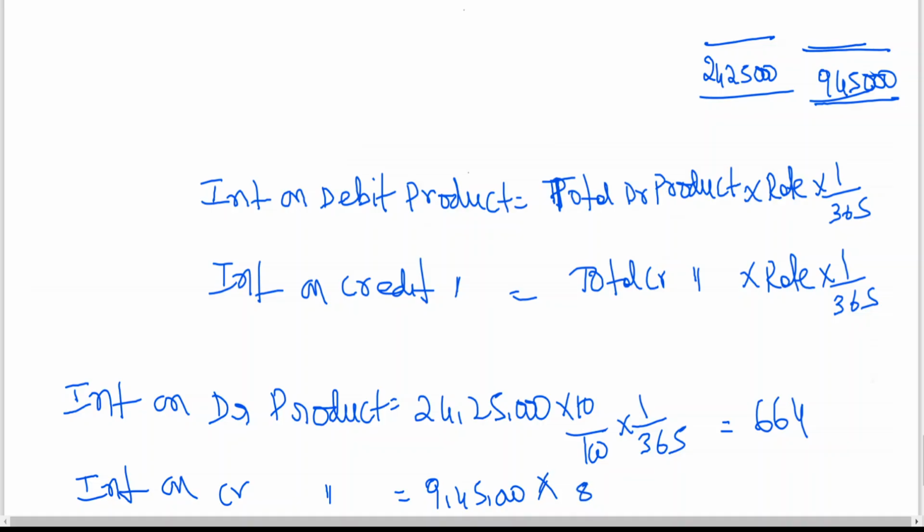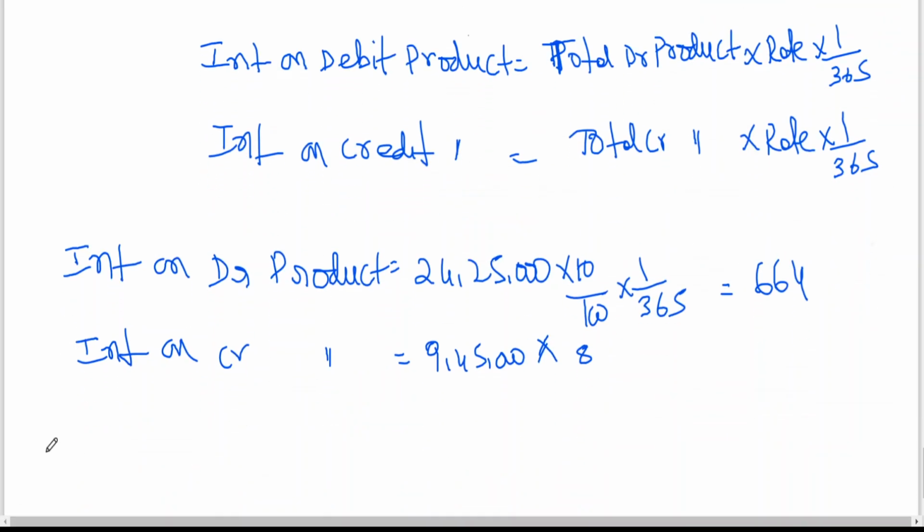8 by 100, 1 by 365, 9,45,000. 8% by 360. We're getting 207.12. I'm writing 207. Now I think we can go for balancing.